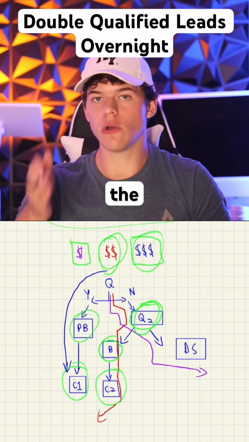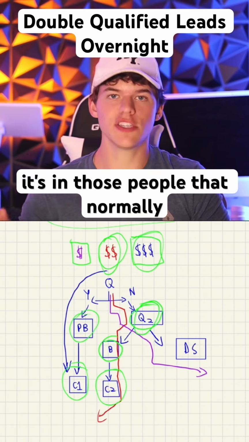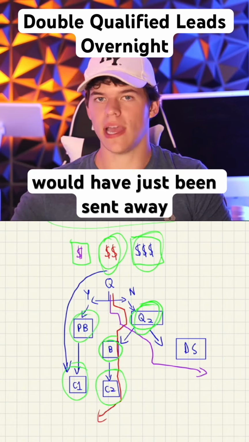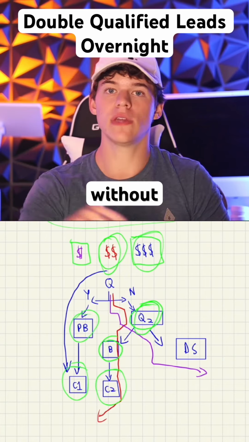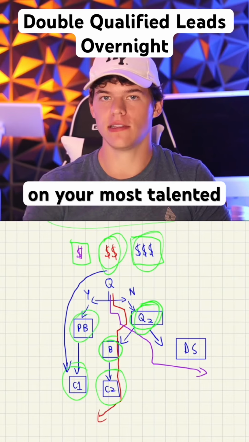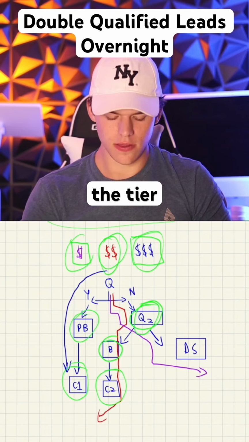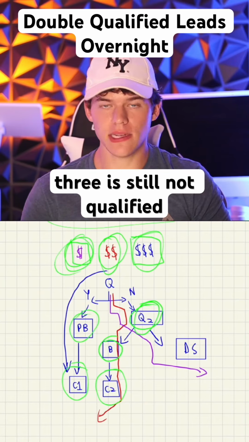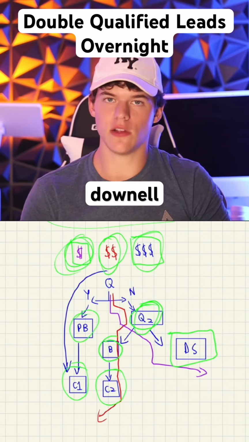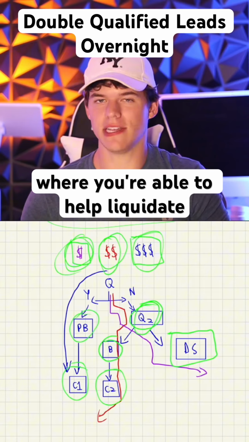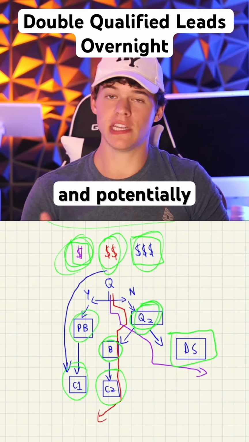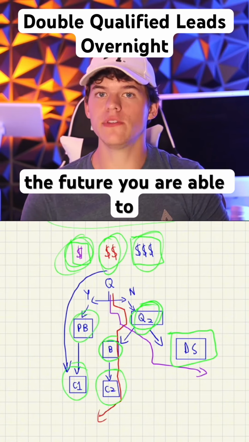This is where the most gain is had. It's in those people that normally would have just been sent away that are now being let through without taking slots on your most talented salesperson's calendar. If after the second qualification stage, the tier 3 is still not qualified, then they are sent to a downsell page where you're able to help liquidate some of your ad spend costs and potentially help nurture them to a spot where in the future you are able to.